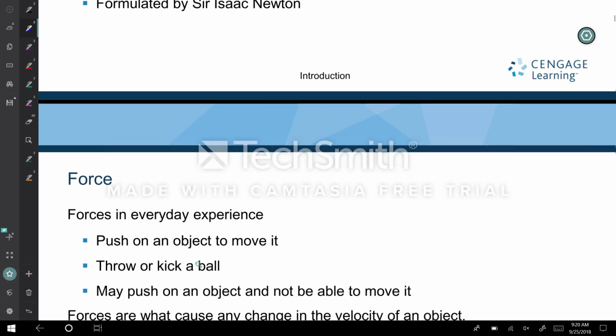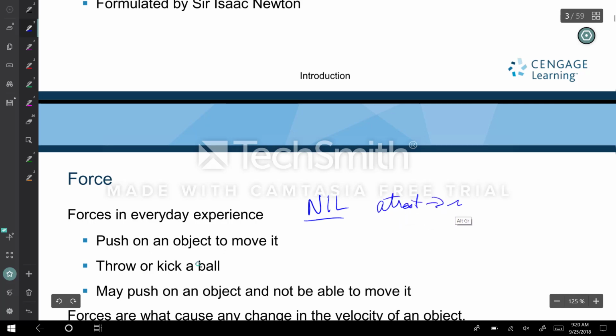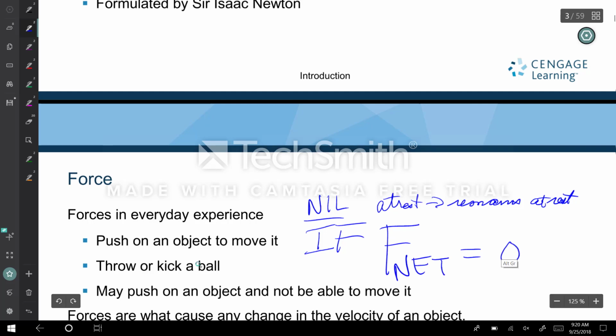So again, we go back to Newton's first law, which I abbreviate with N1L, which says at rest remains at rest if F net equals 0. And remember, force is a vector. So we have to do components.